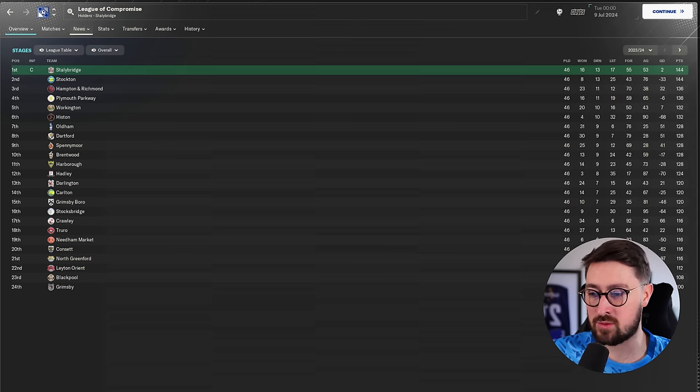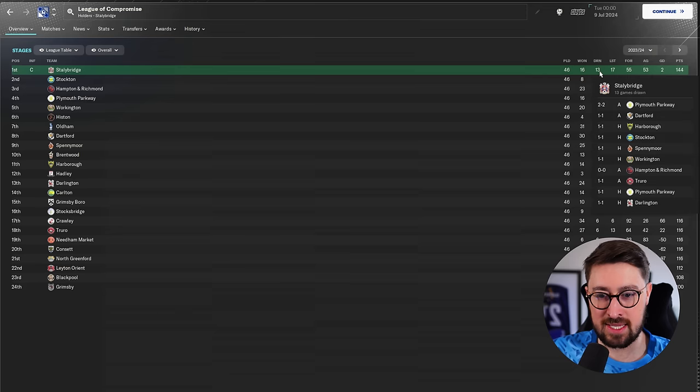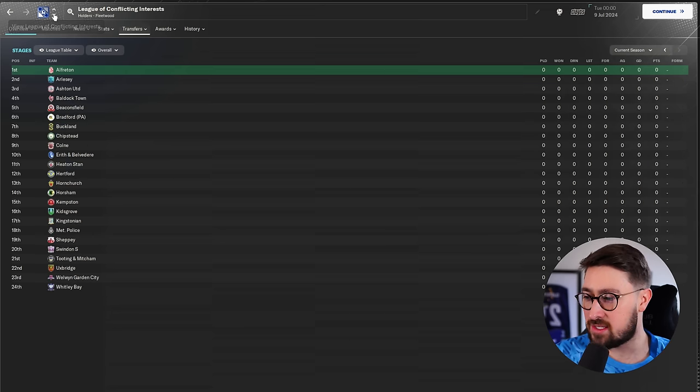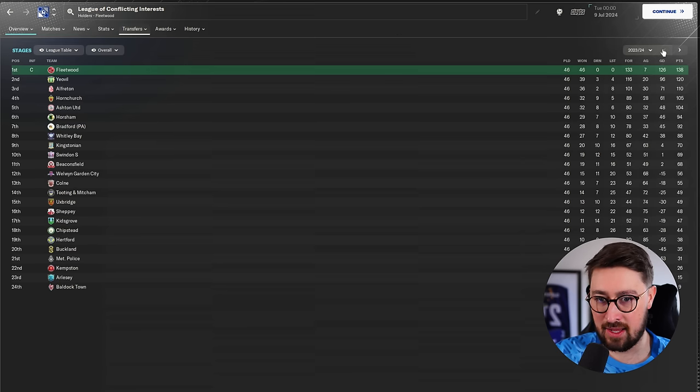The League of Compromise was where you get 2 points for a win, 2 points for a loss, and 6 points for a draw. So they drew 13 games, meaning that they got themselves 144 points. The team that came second, Stockton, got 144 points, but a negative 33 goal difference. I mean, what is going on there? Let's have a look at the League of Conflicting Interests, where last season somebody finished on 138 points.